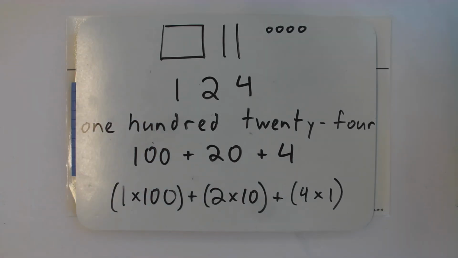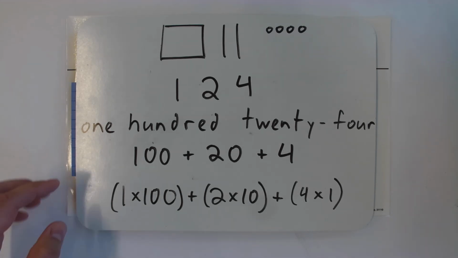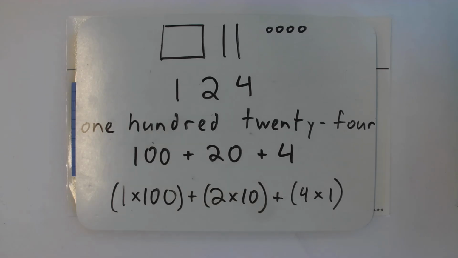This top one, right, this is our standard form. So just writing this using our digits and our place value system. Let's put the 1 in the hundreds place, 2 in the tens place, and the 4 in the ones place. The second line here, that is our word form. So whether it's written or spoken, 124.